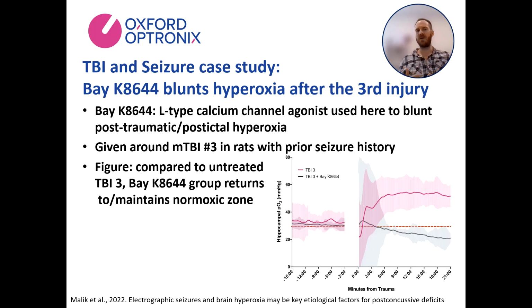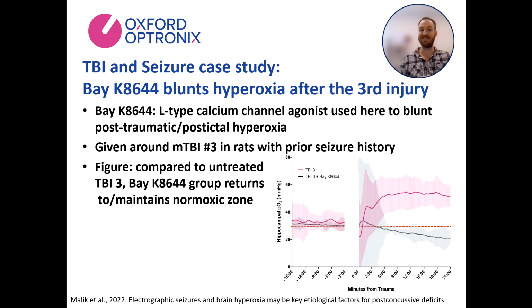Okay, so here's the key figure because this really is their mechanism test. So the team tests BK8644, which in plain terms makes calcium channels more likely to stay open, so more calcium can enter cells when they depolarize. In this study, it's used specifically to blunt the post-injury hyperoxia after injury in animals with prior seizure history. As we can see, without the drug, the oxygen trace pushes well above the hyperoxic threshold.